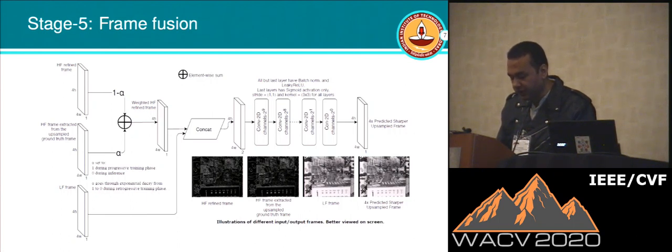In the retrogressive phase, we gradually replace the high frequency frame extracted from the ground truth with the refined high frequency frame coming from stage 4. By the end of the retrogressive phase, the network does not depend upon ground truth input to make the prediction and can thus be used for inference like any other conventional super resolution network. The output of this stage is the final prediction of our network.